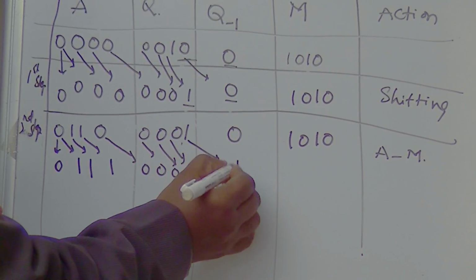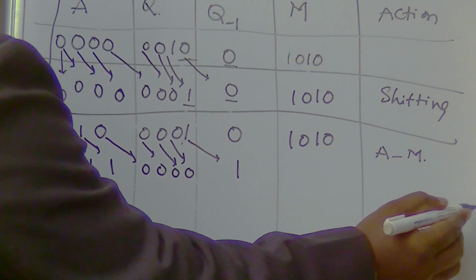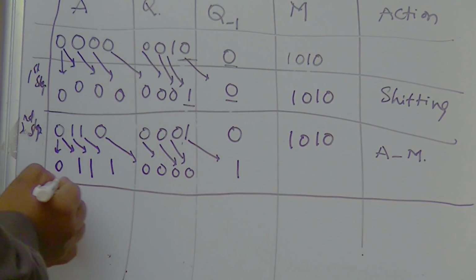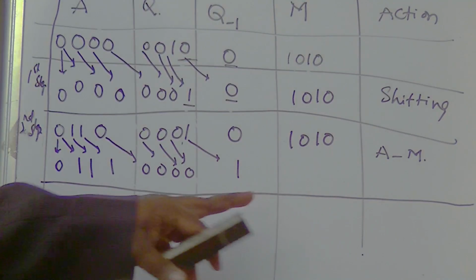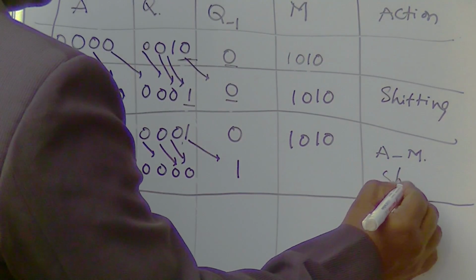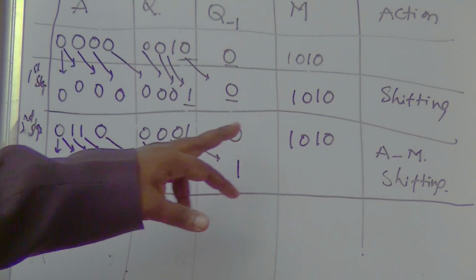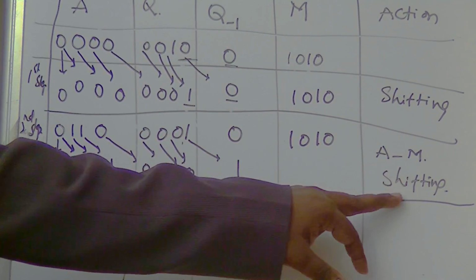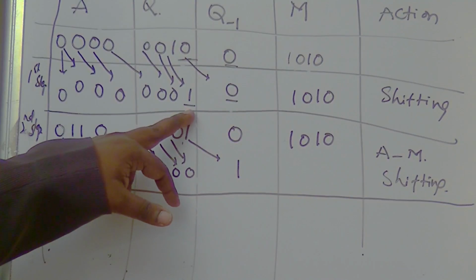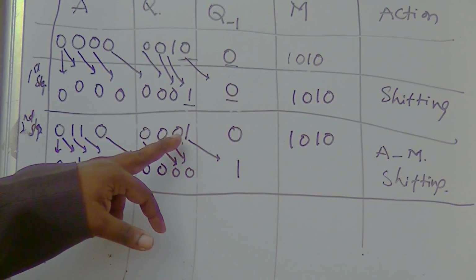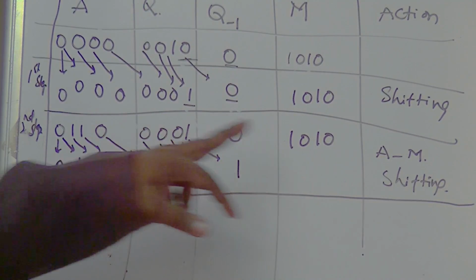Okay, and this one will come here. So this is the end of the second step. Here, what actions have we performed? We have performed the shifting. So, recap of the second step: while we are doing A minus M and shifting, we are checking Q0 and Q minus 1. That's why we are going for A minus M.